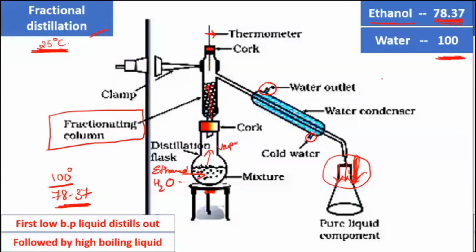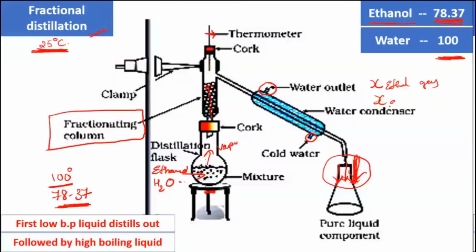Okay, so at this time the mole fraction is there, the number of moles of ethanol and water is different. When the number of moles of ethanol in the gaseous phase and the number of moles of ethanol in the liquid phase are different, only then can fractional distillation be done. You can separate the two liquids.